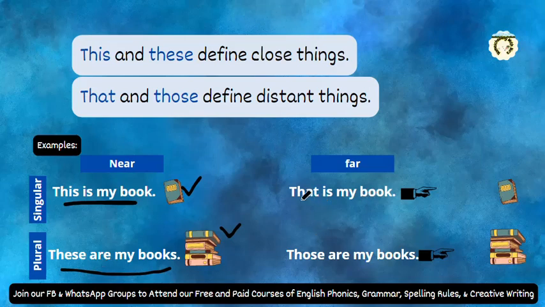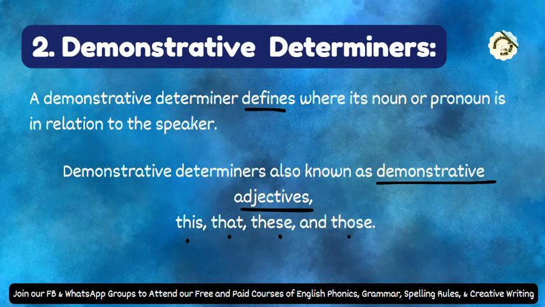In this example, we have that is my book. Now the book is far, so we are using that. And it's singular too. Those are my books. Now the books are plural and they are far, so we are using those. Now please listen to the explanation in Urdu and Hindi.